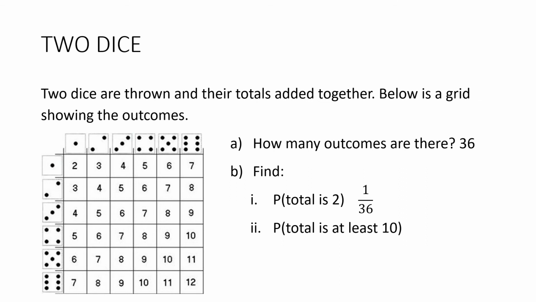Find the probability that the total is at least 10. So that means 10 or more. So 1, 2, 3, 4, 5, 6 out of 36. Or we could reduce that down to 1/6. Find the probability that the total is at most 5. So that means 5 and below. So all of these here. So let's count them. 1, 2, 3, 4, 5, 6, 7, 8, 9, 10. So answer is 10 out of 36.